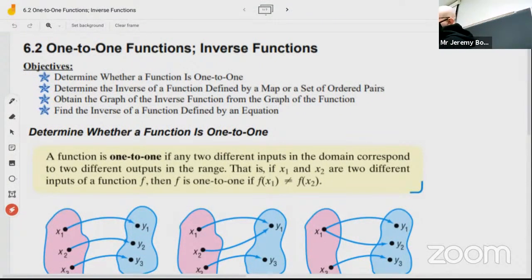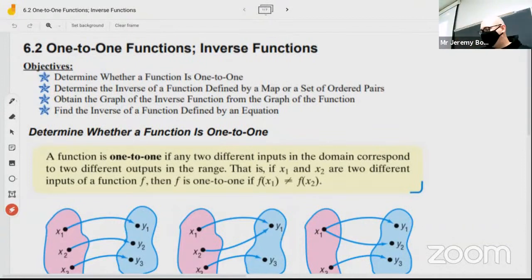In 6.2, we're going to talk about one-to-one functions and inverse functions. All this stuff kind of leads down the path to get us to exponential and logarithmic functions. The objectives for this: we're going to determine whether a function is one-to-one. We're going to look at that today. Determine the inverse of a function defined by a map or a set of ordered pairs, and obtain the graph of the inverse function from the graph of a function, and find the inverse of a function defined by an equation. We'll probably look at these tomorrow. I just want to focus on the one-to-one stuff today.